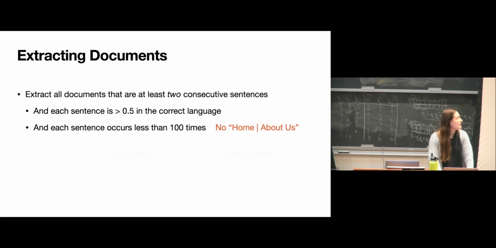So after we do that, we extract documents. So a document is a context in this case, and this is at least two consecutive sentences. And because we haven't done any filtering on this, and this is the unfiltered, we also have these two little things that we do, where each sentence has to be at least 0.5 probability in the correct language, and each sentence occurs less than 100 times. So this is going to get rid of that boilerplate stuff, home, about us, contact us, all of those kind of templatic things that show up in bitext.